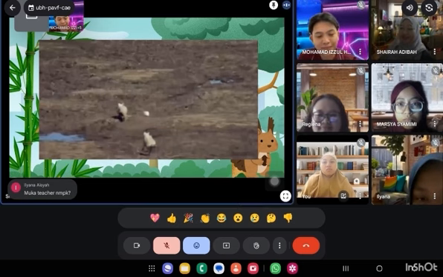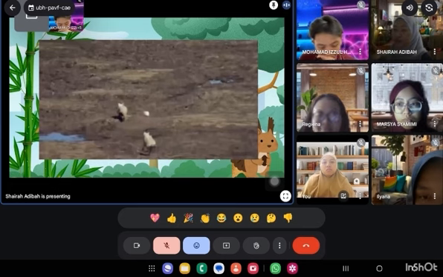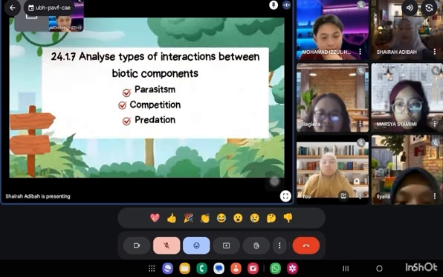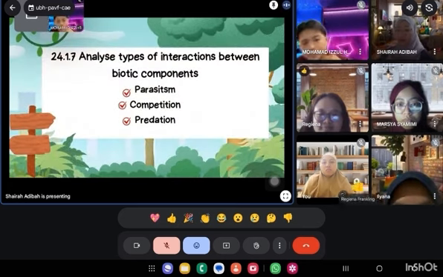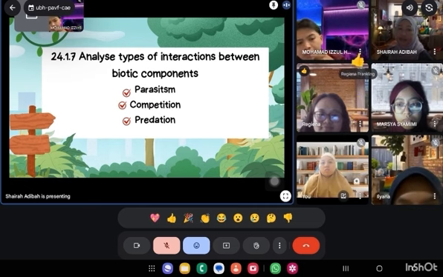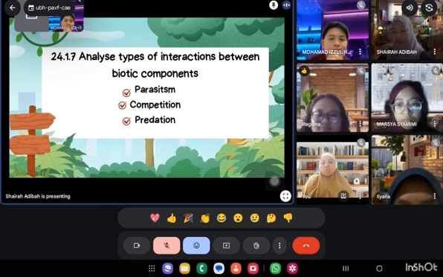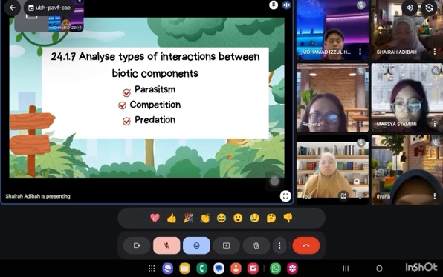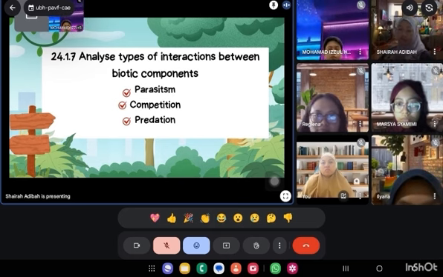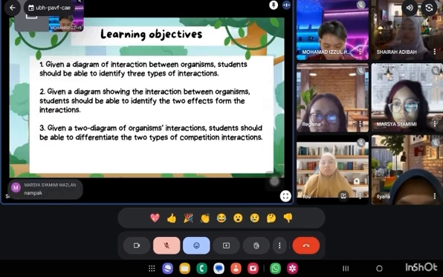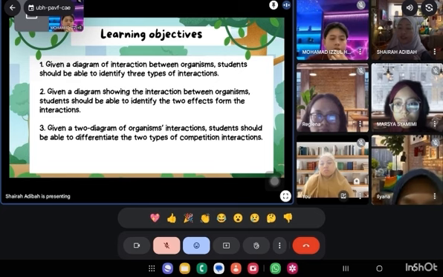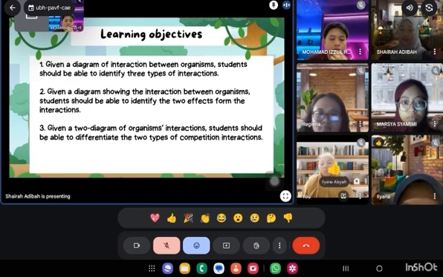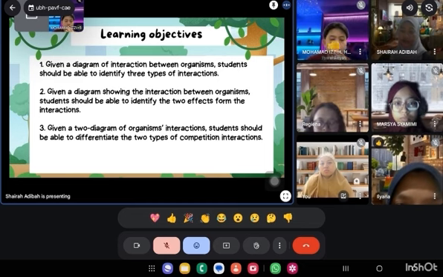Okay, good. Correct. Okay, so students, based on the video, today we are going to learn about the interactions between biotic components. So there are three parts we are going to cover today, which is the parasitism, competition, and predation. Meanwhile, for the learning objectives, the first one is given a diagram of interaction between organisms, students should be able to identify three types of interactions.